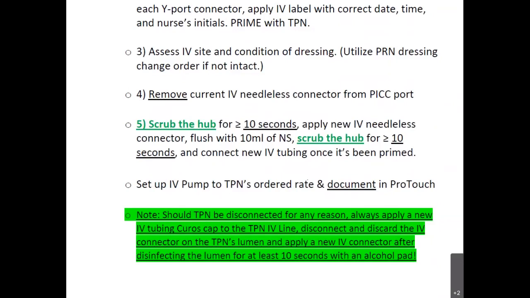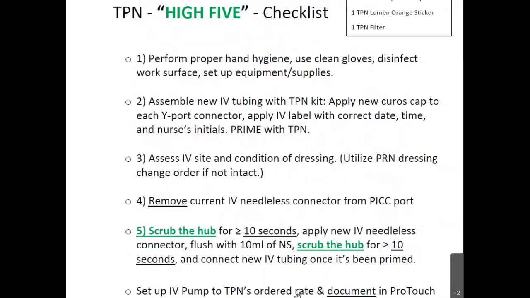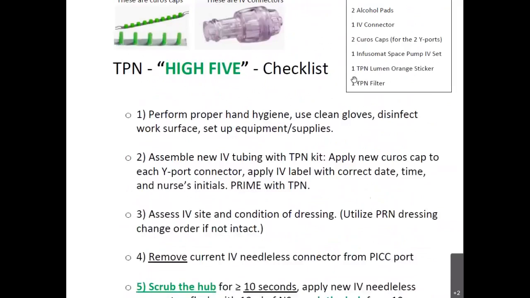Oh wait, where does the sticker? Okay, I need to add that too. There's going to be an orange sticker. You're going to take that TPN lumen orange sticker, take off the old one, and place it on the dedicated lumen so that we can easily identify which PICC lumen is the dedicated TPN line.